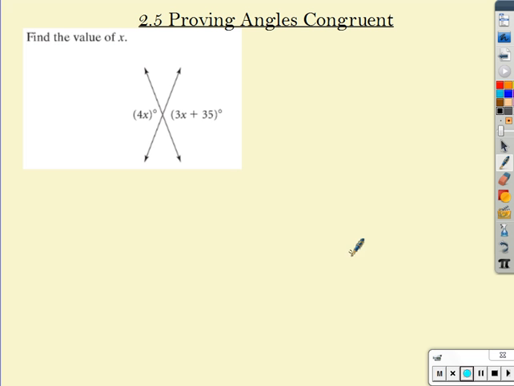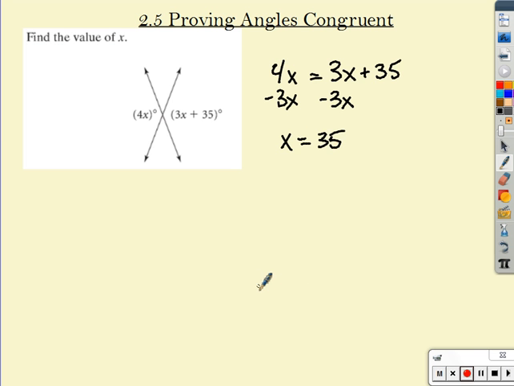Alright, so let's say that I want to use this. We're going to find the value of x. So because these two are vertical angles, 4x and 3x plus 35, then that means that they are congruent, which means that their angle measures are the same. So I know that 4x is equal to 3x plus 35. So to solve for x, then I can just subtract 3x from both sides. And we get 1x is equal to 35. And that's it. That's how we can use the vertical angles theorem. At least for right now. We'll be able to use it in more complicated ways in a little bit.